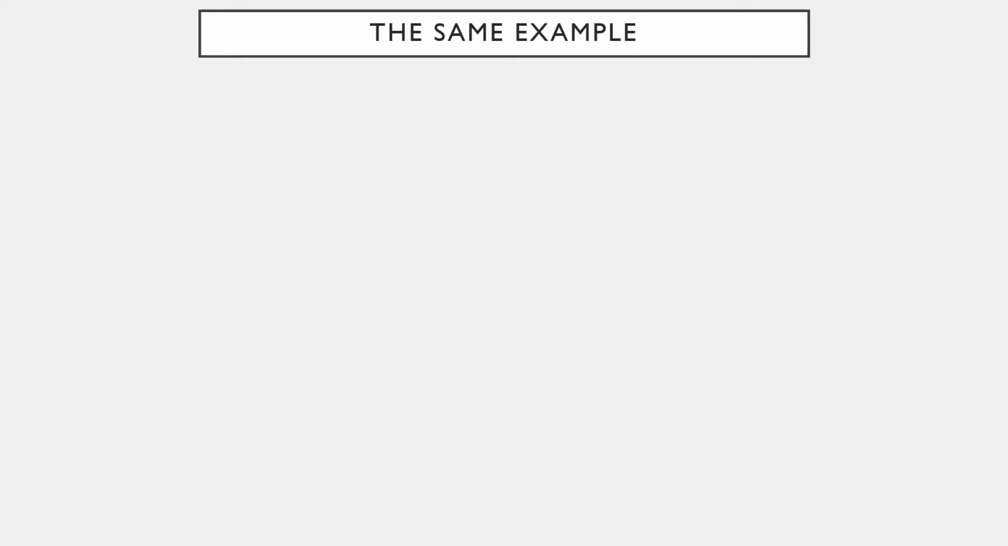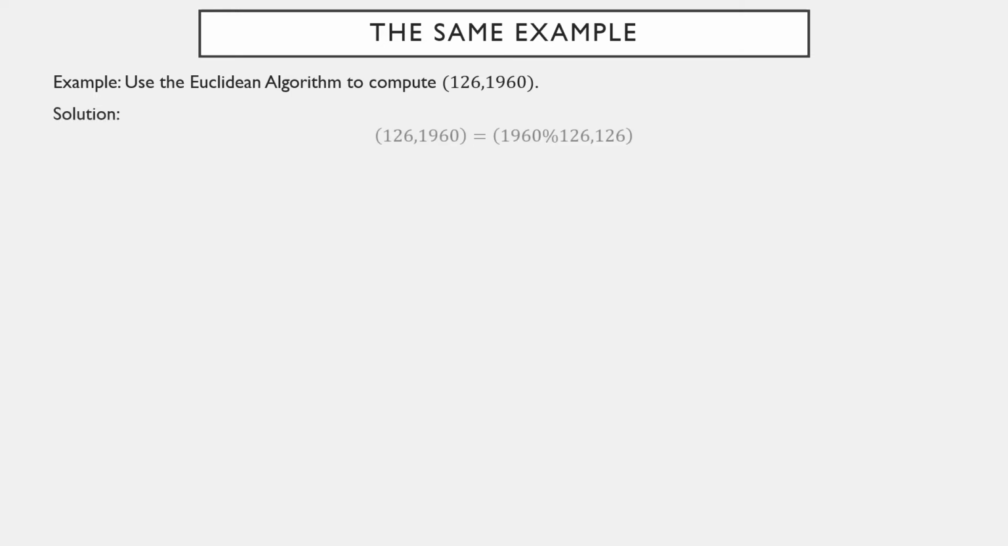Okay, so let's look at the same example we did before. Find the greatest common factor of 126 with 1960. So according to the Euclidean algorithm, because these are both non-zero numbers, instead of computing the GCD of this medium-sized number and this large number, I can compute the GCD of this small number and this medium-sized number. Now we do have to run the division algorithm to compute this remainder.